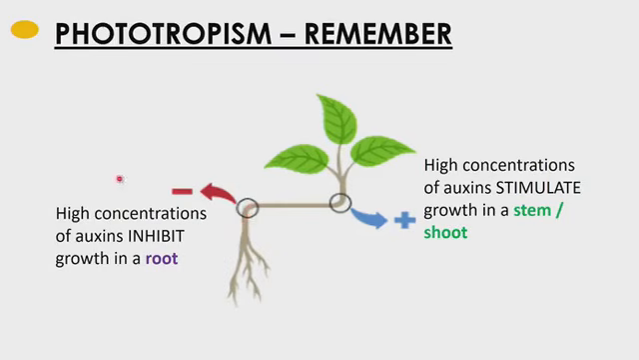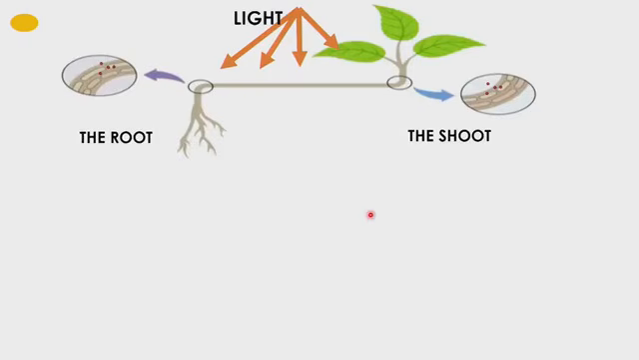And in fact, very high concentrations of it will actually inhibit growth. So it's important to remember when you're looking at a root, a high concentration of auxin is actually going to inhibit the growth of the root. Lower concentrations will stimulate it. And in a stem, the opposite is true. High concentrations of auxins in the stem would stimulate the growth, but lower concentrations would inhibit it. Now, with that in mind, let's try to understand what happens during phototropism.